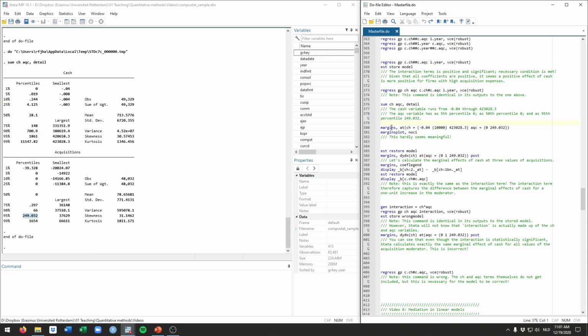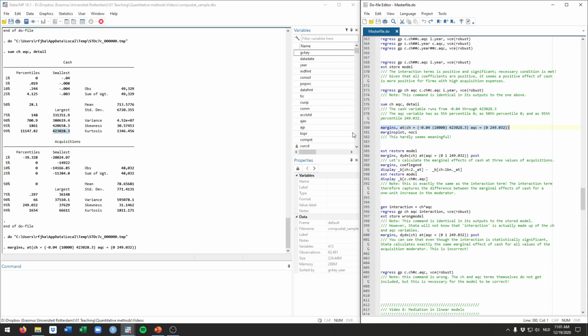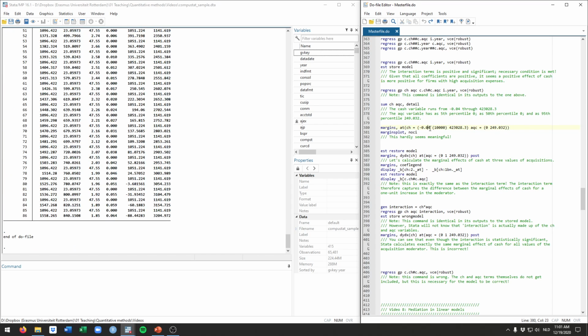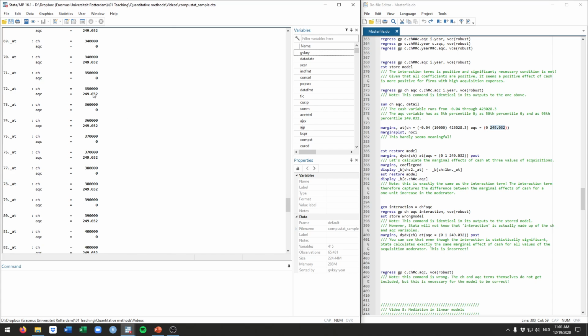And we'll use the margins command that we've seen a few times already in class and in the videos for this. So we're going to first just plot the line, so the predicted value of gross profits across the range of cash. So that goes from minus 0.04 up to 423,000. Let's do that in increments of 10,000. And then for those two values of acquisitions that I've mentioned. So this might take a little bit because it's going to calculate a lot of specific values. So specifically, for example, cash being minus 0.04 at acquisitions is 0, cash is minus 0.04 at acquisitions is 249, etc., etc. So that's what all these values mean, as you can also see up here.